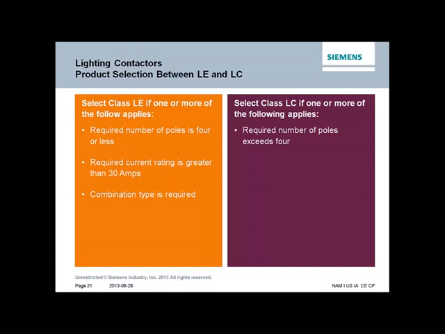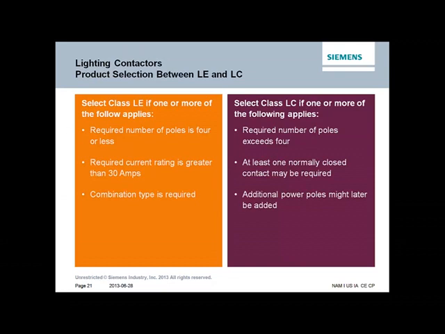You may want to select the Class LC if at least one normally closed contact is required. The LE only includes normally open contacts. They do not include any of the normally closed contacts. The LC can be a combination of normally open and normally closed. If additional power poles might later be added, you may want to select, again, the Class LC. As we illustrated, it is very simple to snap additional power poles onto the same contactor base.